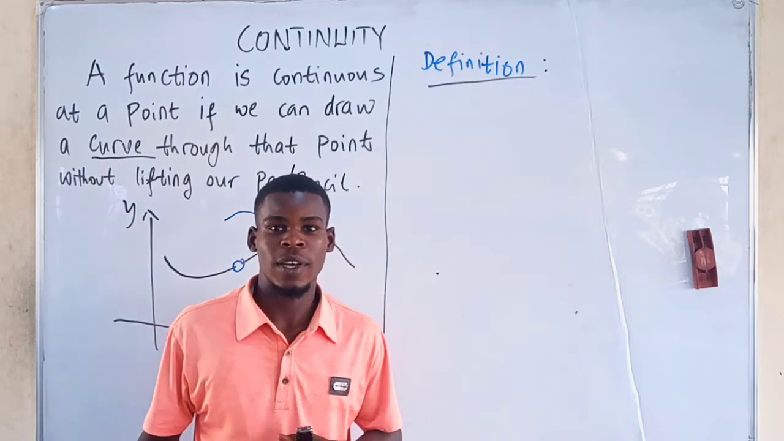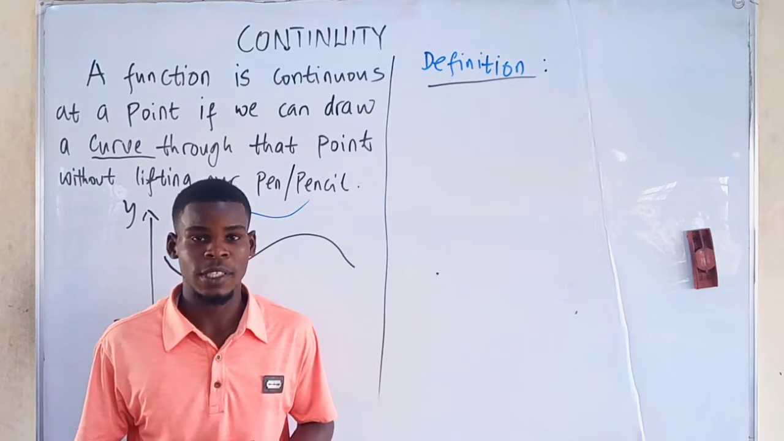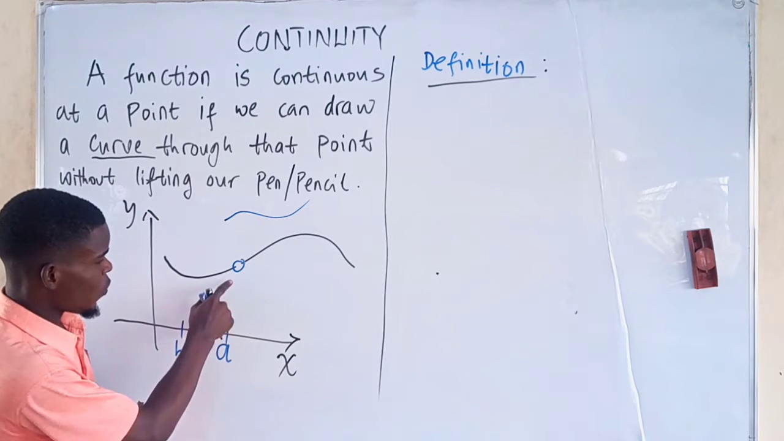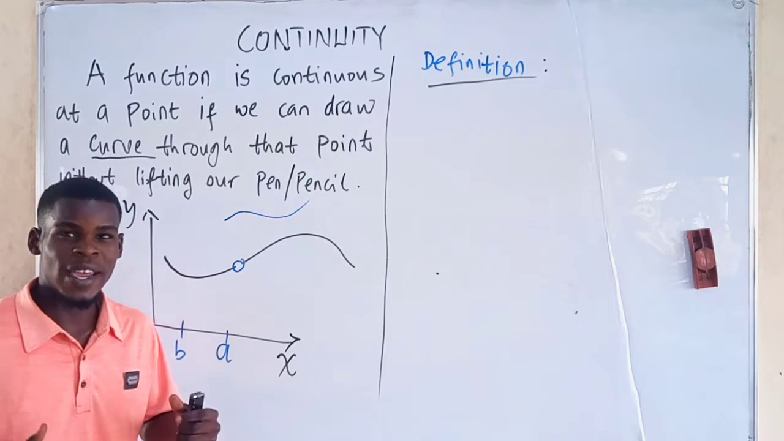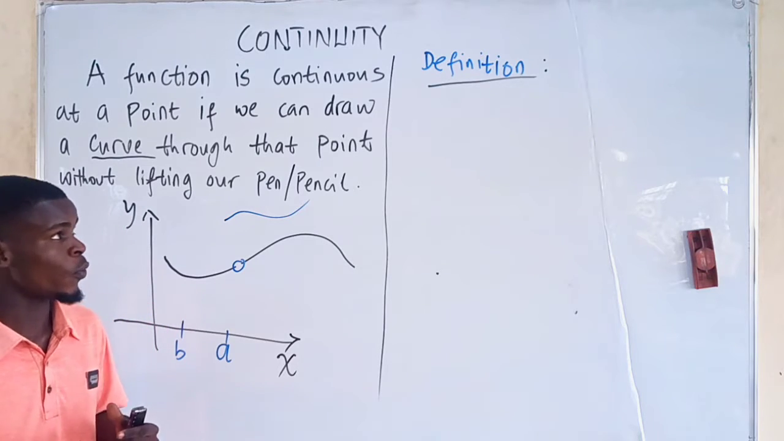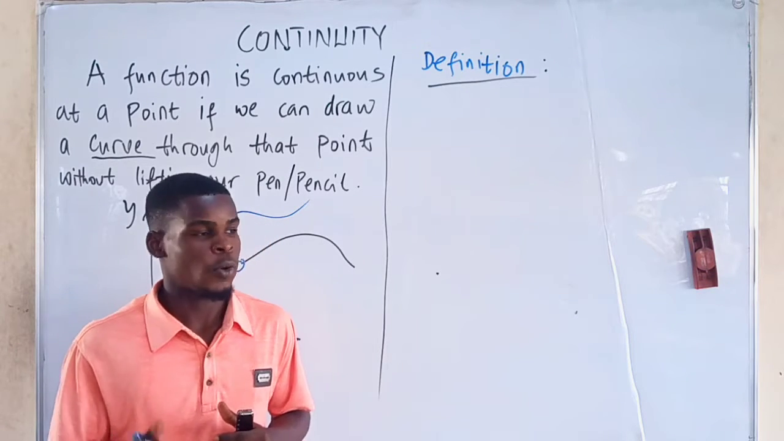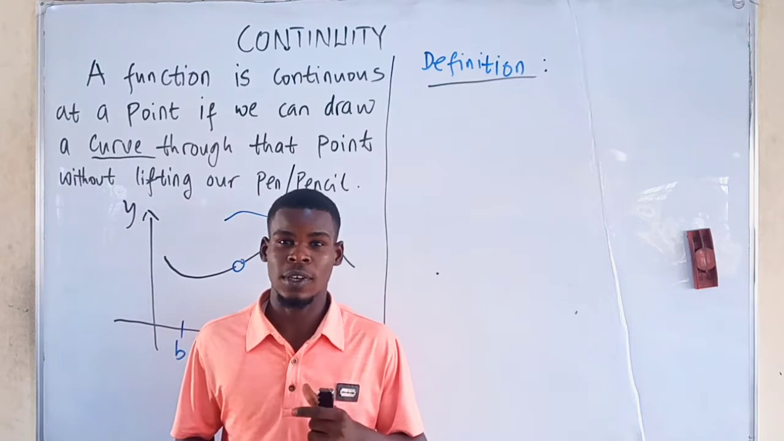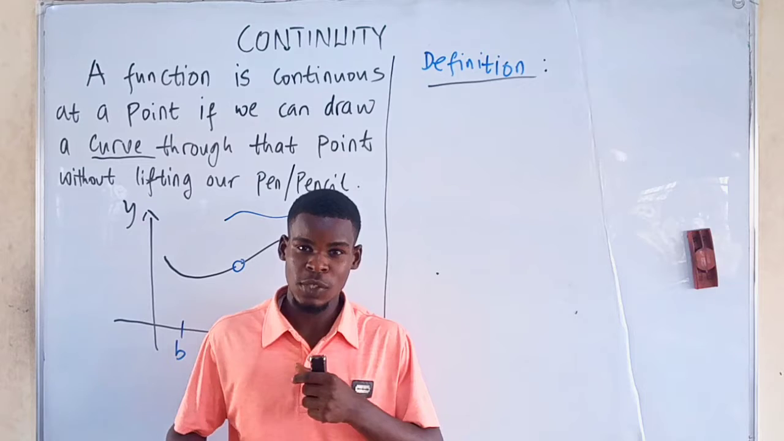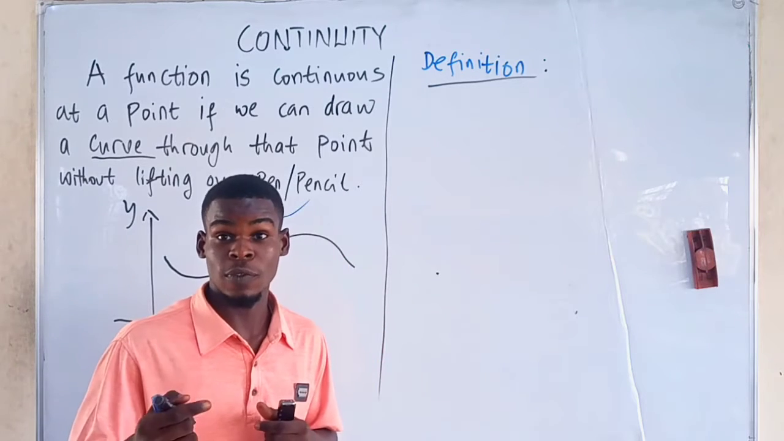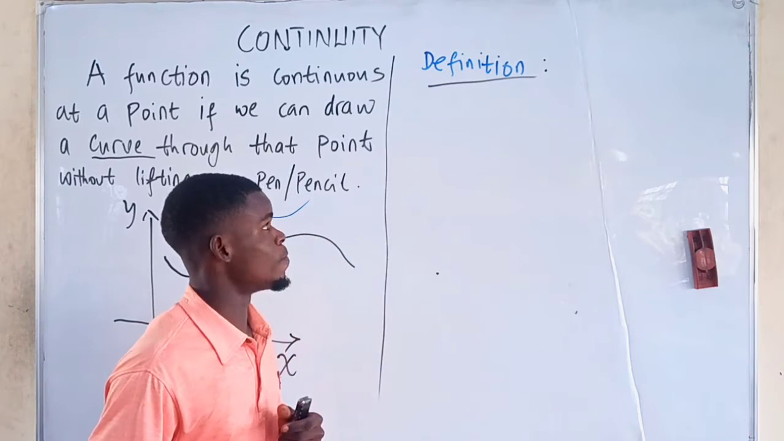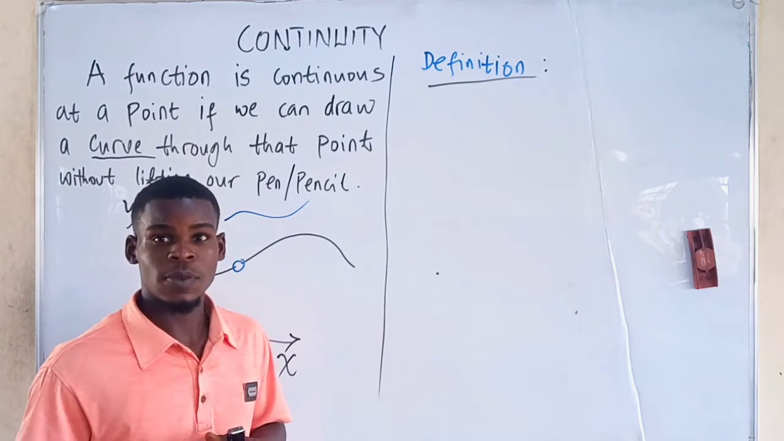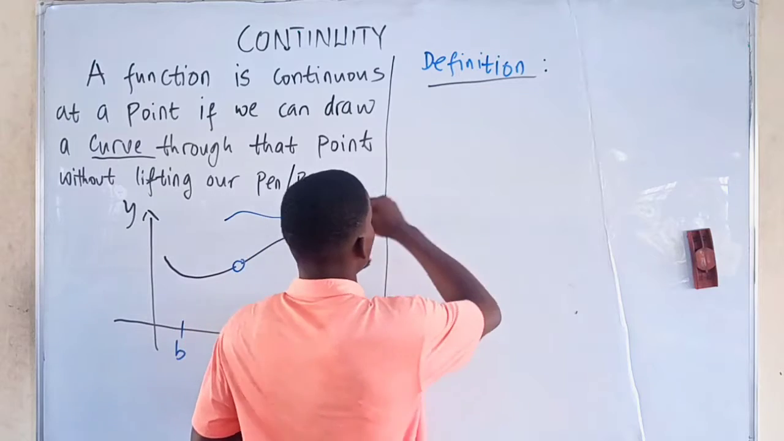Now, in this definition, we are going to have to recall some concepts of limits. Look at this curve. As we are getting closer to this point and then moving away from it, by closeness to that point, we will need to talk about limits. So for continuity, we need the concept of limit, and we also need the concept of evaluation of functions. You need to know how to evaluate functions, which we've already done in our functions playlist. Good. So a function is said to be continuous at a point if the following happens.